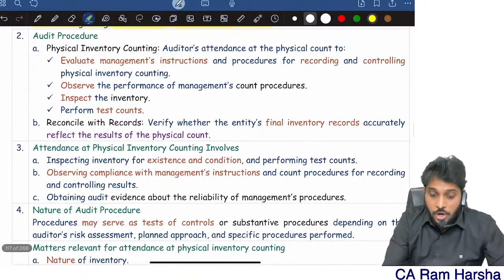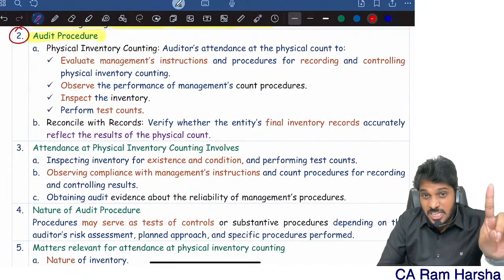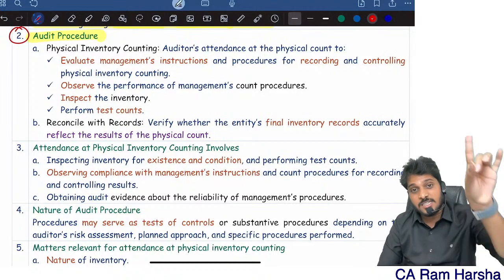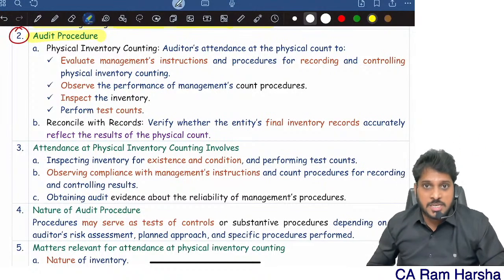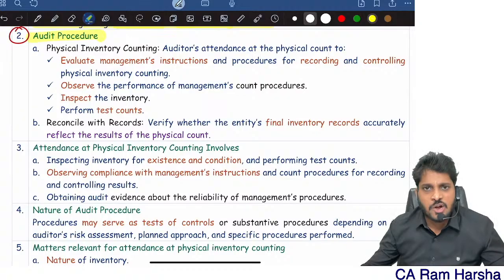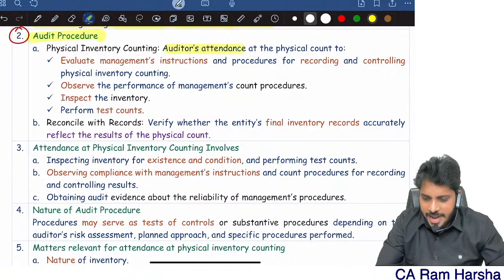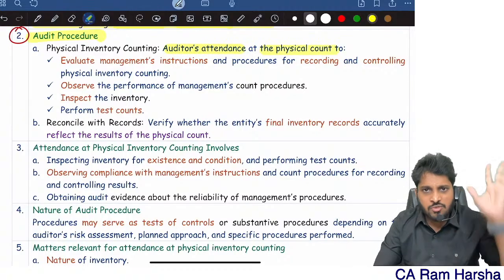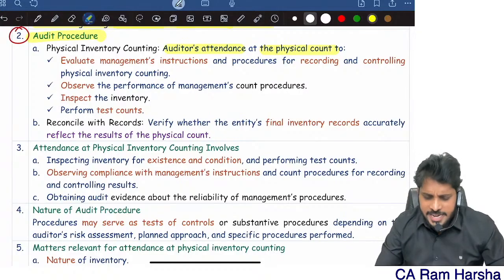For that, what does the auditor have to do? What is the audit procedure for obtaining evidence on existence and condition of inventory? The audit procedure is very simple. Attend physical inventory counting. Simple. Auditor attendance at physical inventory count. What will he do by attending?